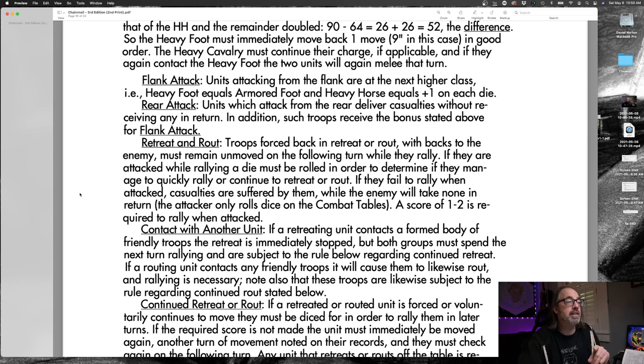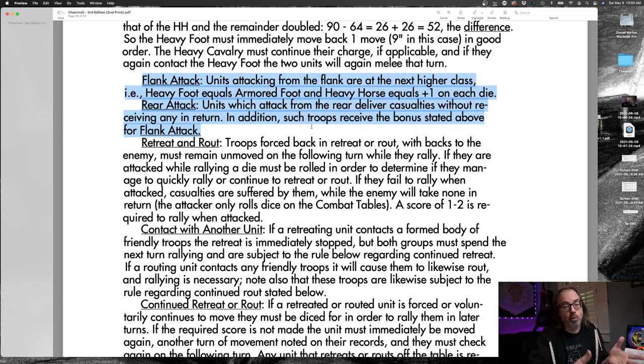And in fact, Chainmail has flank attack and rear attack. Without getting too far into it, in Chainmail you attack based on your troop type. If you have a sword, you attack as one type, but with a pole arm you attack as a higher type. If they're attacking from the flank or the rear, they attack as the next higher type. So they basically get a bonus when they attack, more dice to roll, which means potentially more kills.